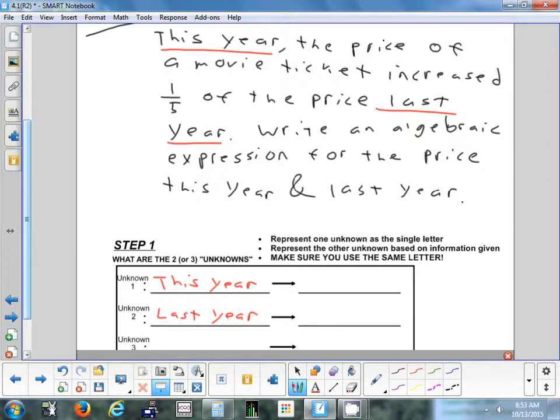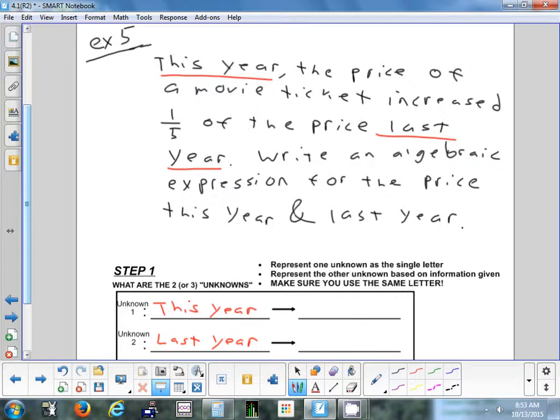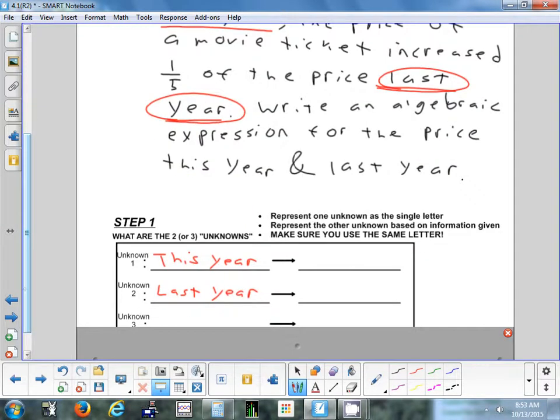Which one of these two is going to get the single letter by itself? This year or last year? Kevin? Last year. You are correct. And why is it last year? Perfect. It's the one that's at the end of the sentence. I think for last year you could use L as long as you make it really look like an L and not a 1. All right. Now this is the trickiest one to fill out, the last one. This year.